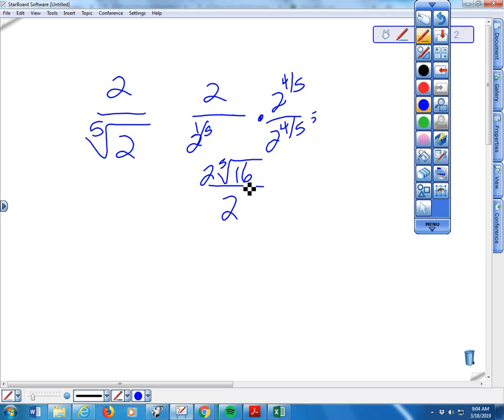So that's my final answer: 2 times the 5th root of 16, which is 2 to the 4th, all over 2. Does that make sense? Yeah. So most of you figured out what you needed to multiply. You just needed to take it one step further and actually simplify your answer.